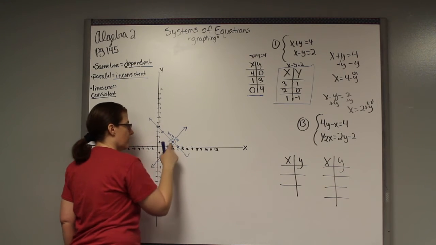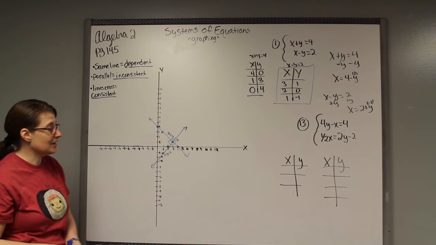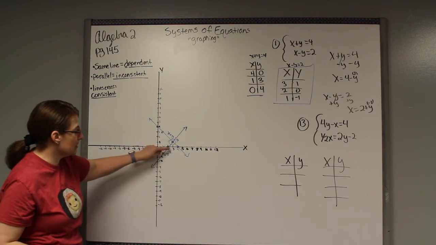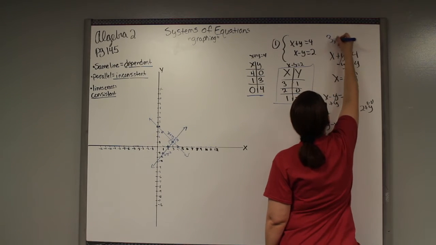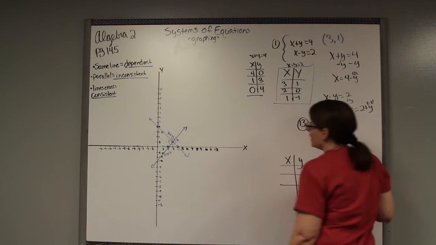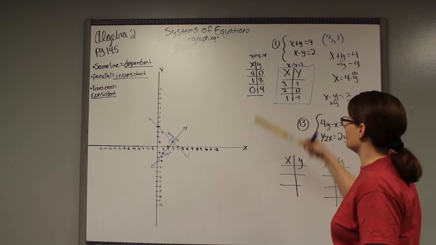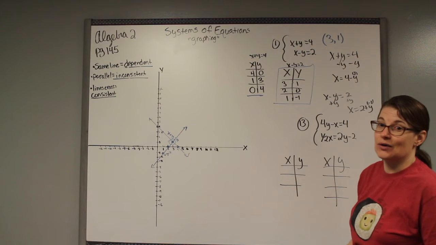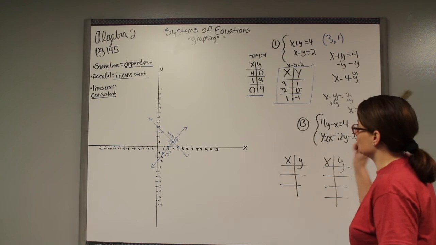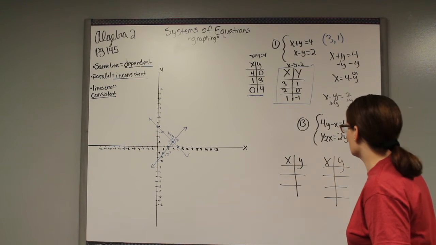And this is the point where they cross. That is going to be the answer to my system of equations, and it is (3, 1). So my answer, I would write on my paper, is (3, 1). But you notice I didn't get that without showing any work. Don't just write (3, 1) down there and expect me to know how you got it. Okay, so make sure you're doing your work and showing your work.